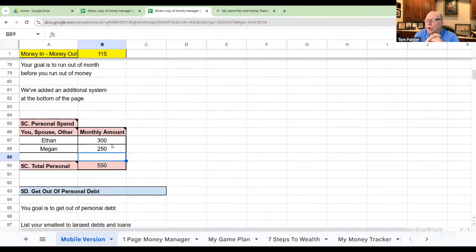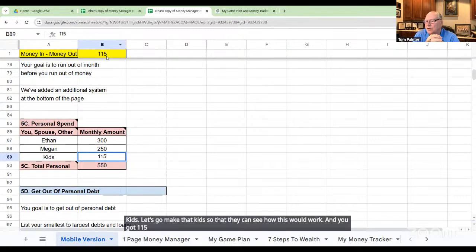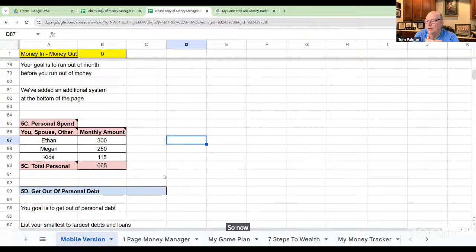250. And then let's just go put other in there on 89. Kids, let's go make that kids so that they can see how this would work. And you got $115 left up there. So now we're in total balance in here. So money in equals money out. Every dollar is a sign of where it's going.